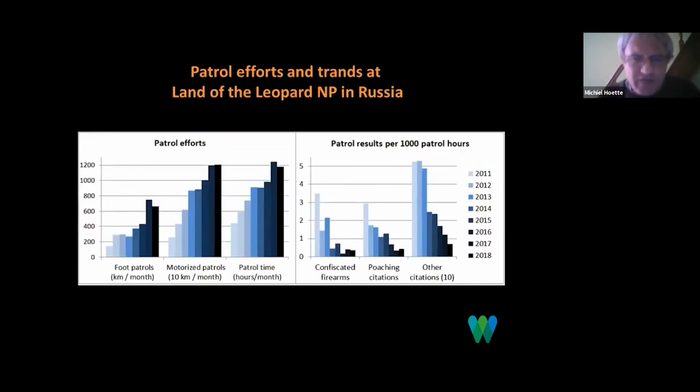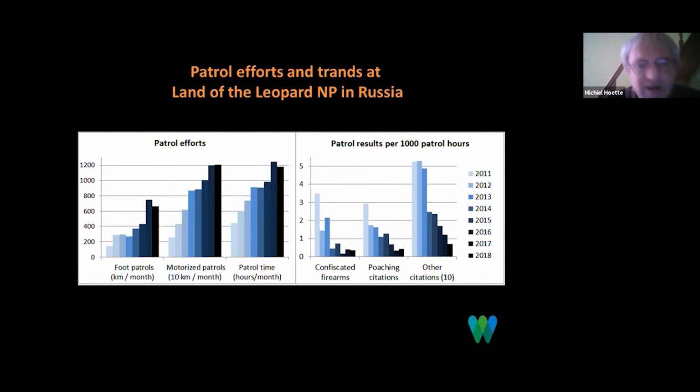What you eventually want to achieve is something like this. In the most successful protected area where we've been working with SMART in the Russian Far East, we saw an enormous increase in patrol efforts, followed by, in the first year, also an enormous increase in results, like confiscated firearms, citations for poaching, other citations. They were all, on average, something like 3 times higher in the first year that SMART started than they were on average in the 3 years previous to the introduction of SMART.